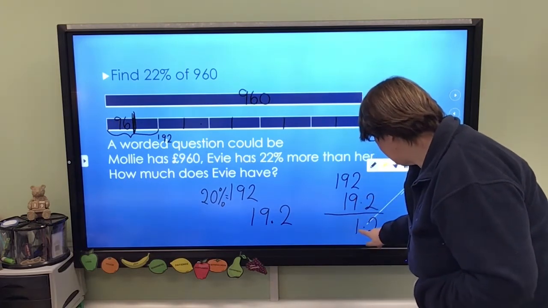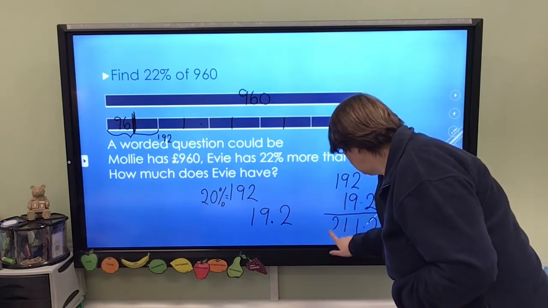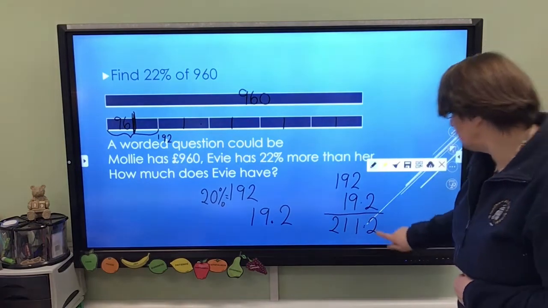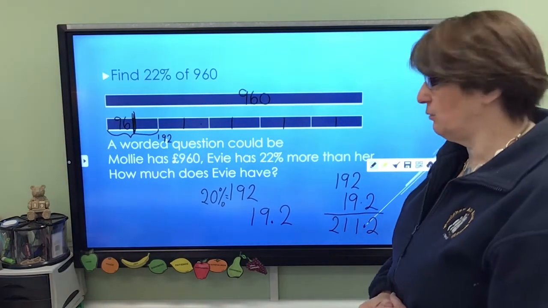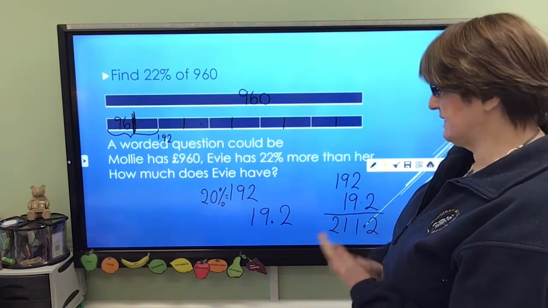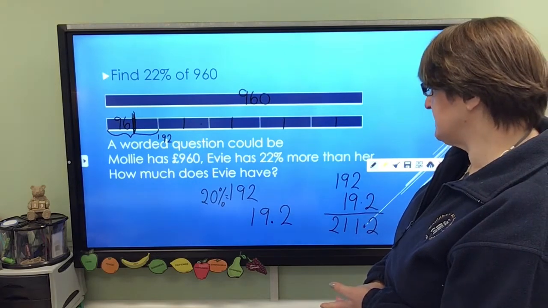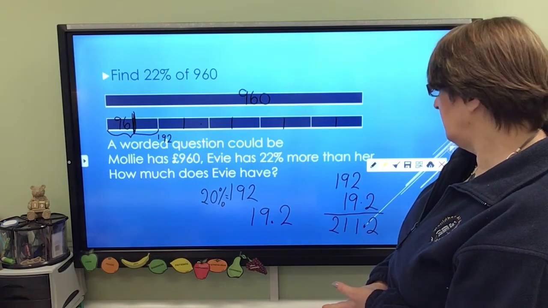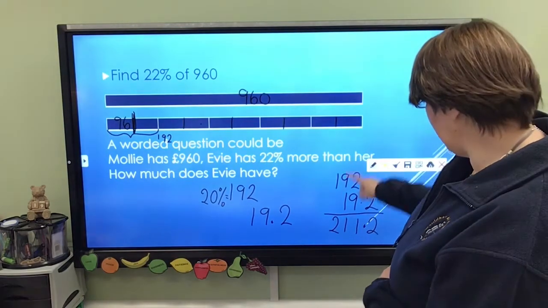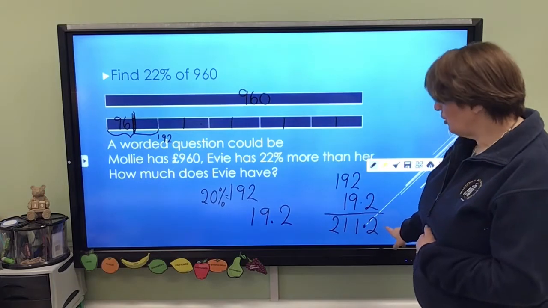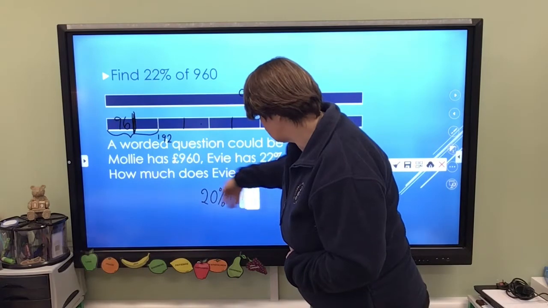2 plus is 11, carry the 1, is 11, carry the 1, 211.2. Let's look back at our question. Does it answer what we set out to do? Molly has 960, Evie has 22% more than her. How much does Evie have? Does it answer our question? Not quite yet, because we haven't added this to the original 960 to find out what Evie has.